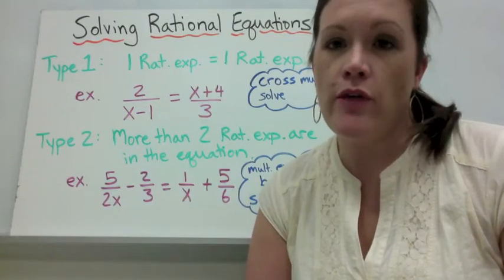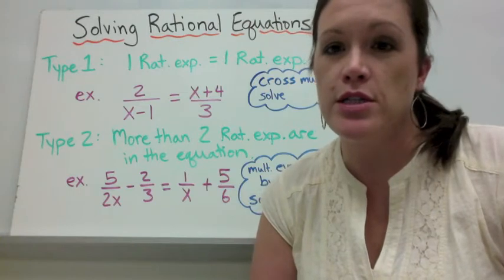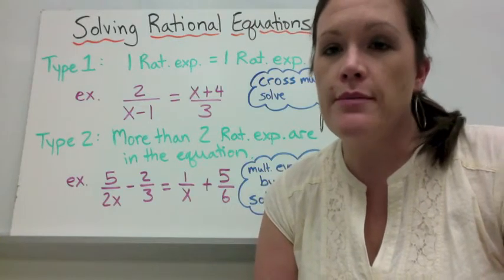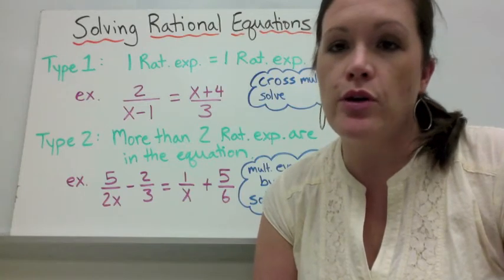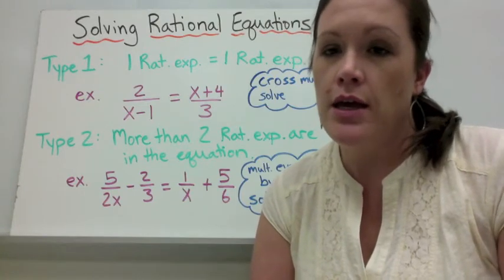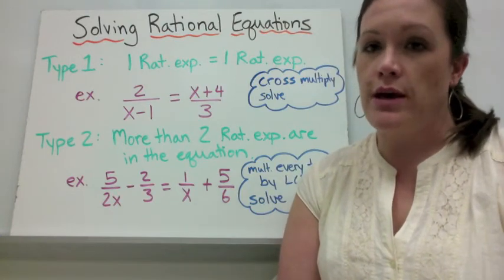Let's talk about solving rational equations. There are two main types of rational equations that you might come across. The first type is when you have one rational expression or one fraction equal to another rational expression or fraction. In that case, you can just cross multiply and then solve the equation you have left.